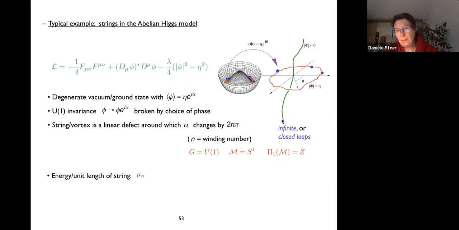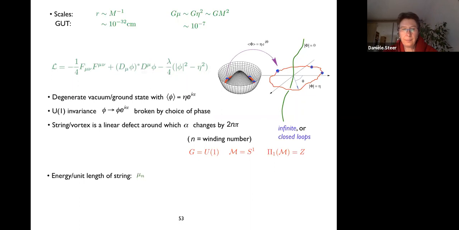Now these strings can either be closed. In other words, you could go around in a loop and join up, in which case we call them loops. Or they can simply be random walks across the universe with no ends. They can't have ends because that would cost an infinite amount of energy, kinetic energy. So strings are either infinitely long or closed loops.